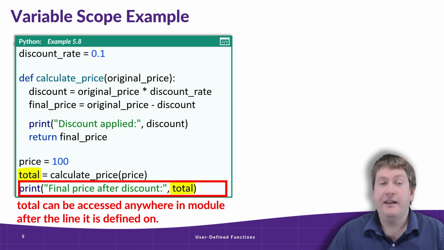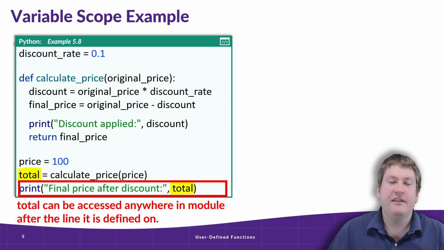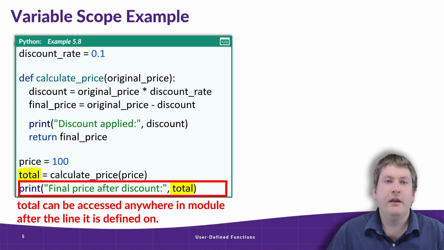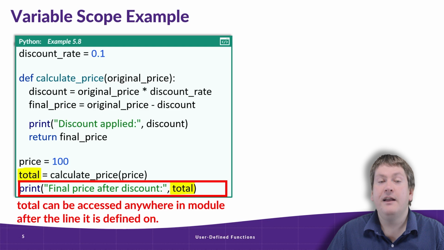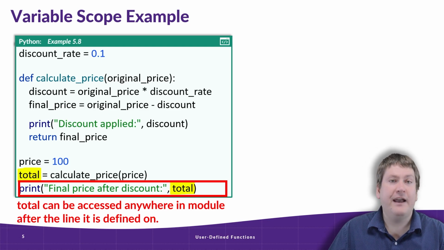Whereas discount rate is in the global scope, so if we wanted to add that to this print line, that would be fine. So always while you're programming, have an eye on what scope you're currently working on. Remember, inside of functions is local scope, and you can only access those in a function. Outside is global scope, and you can access those anywhere after they've been declared.